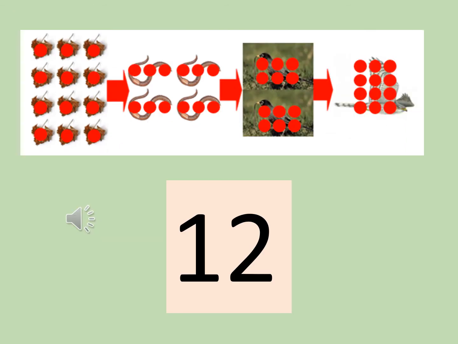Did you get the answer? The answer, in fact, is 12. So 3 to the worms, the bird eats 2 worms, that's 6, and then the sparrowhawk is eating 2 of the smaller birds and therefore getting 12 in total.